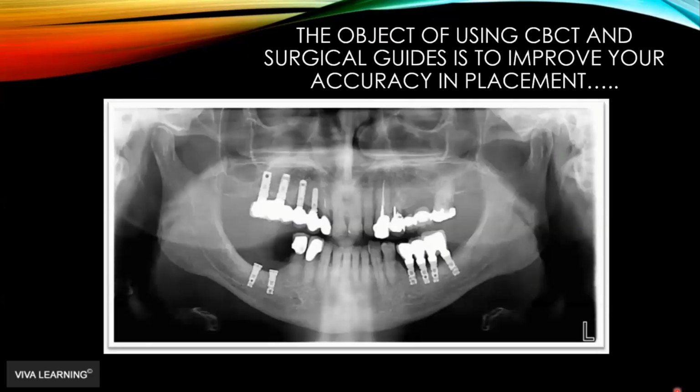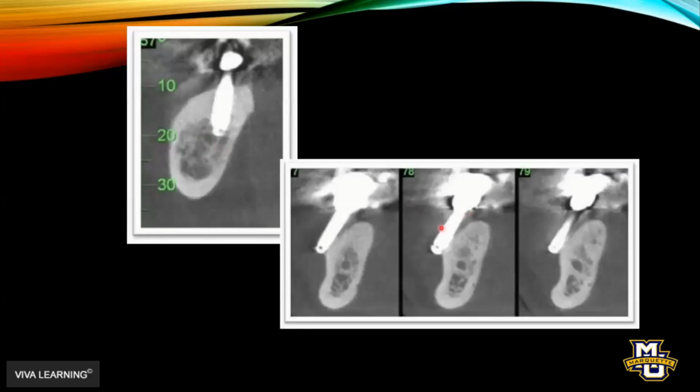So the object of using CBCT in surgical guides is to improve your accuracy and placement. The panoramic image here is showing 2 implants on the bottom right. There's a lot of implants here, but we're looking at the 2 implants on the bottom right. And it's really not possible to know in this 2-dimensional image where those implants actually are. So the most posterior one is actually sitting right on top of the mandibular canal here. And then the other one missed the mandibular canal, but it missed the bone altogether.